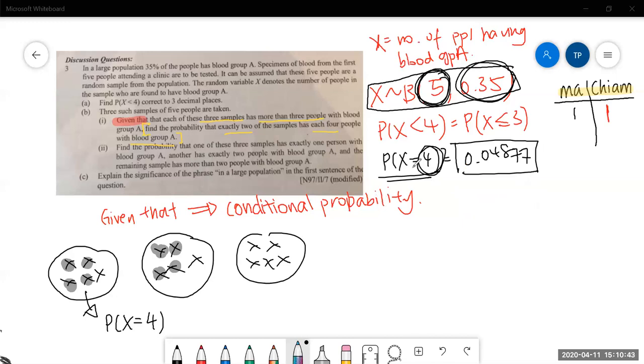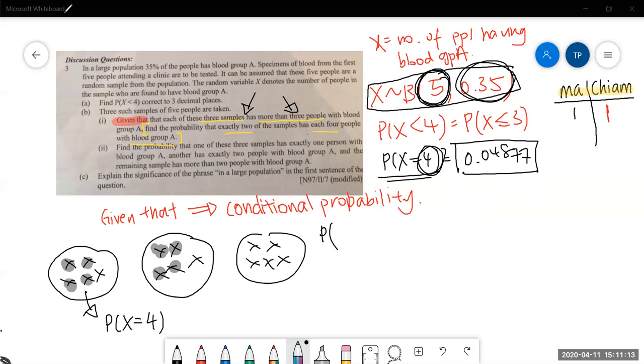So we know the probability of X equals 4 means, in a group of 5, the probability of having 4 people in blood group A is 0.04877. Now we want two groups to have this. But they say, given that each of these three samples has more than three people. So this is a conditional probability question.